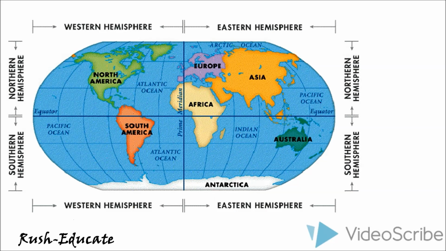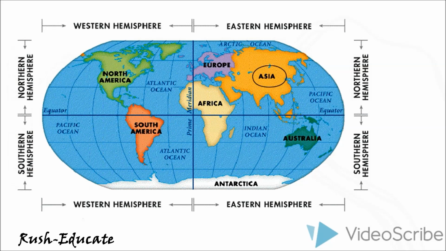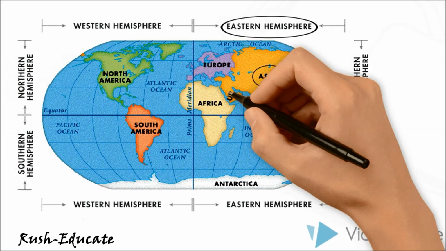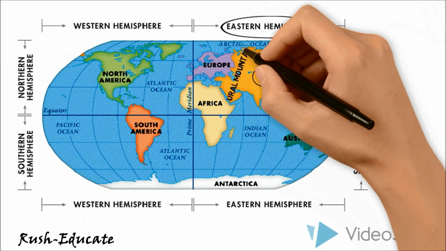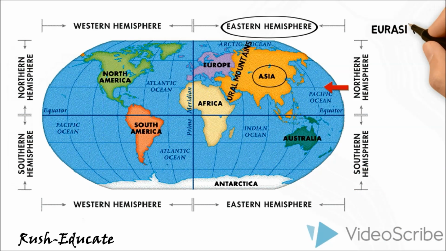There are 7 major continents, which are separated by large water bodies. Asia is the largest continent. It covers about 1/3 of the total land area of the Earth. The continent lies in the Eastern Hemisphere. The Tropic of Cancer passes through Asia. It is separated from Europe by the Ural Mountains on the west. The combined landmass of Europe and Asia is called Eurasia.